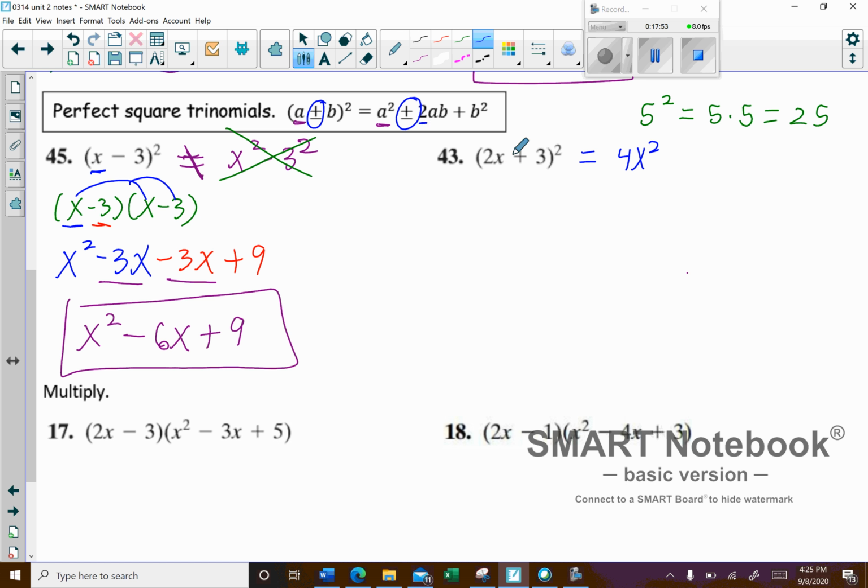Now I have a plus here, so I'm going to have a plus here. Plus 12x. And then square the last one, which should become plus 9. And that's the answer right there.